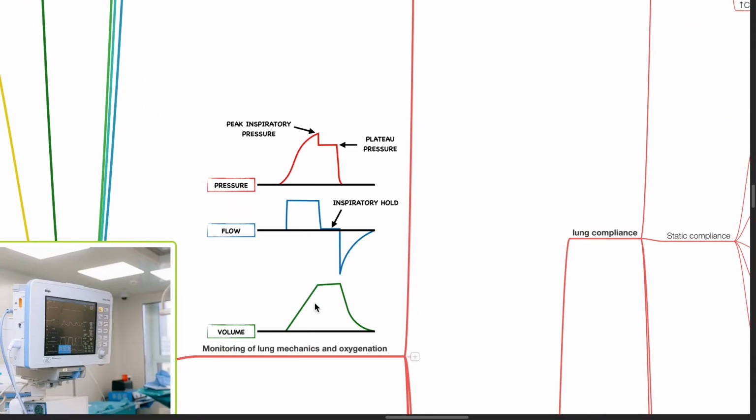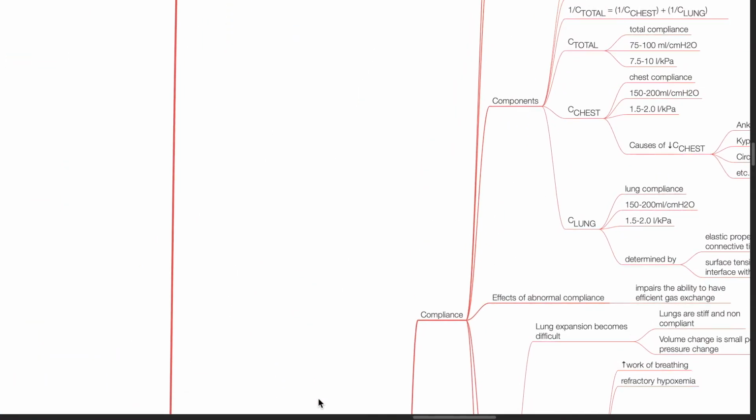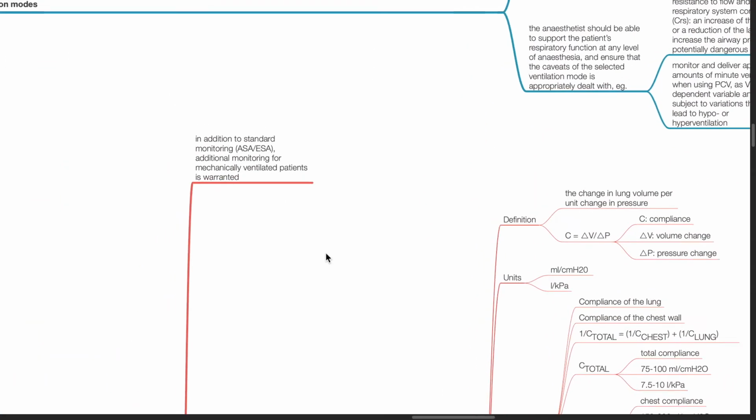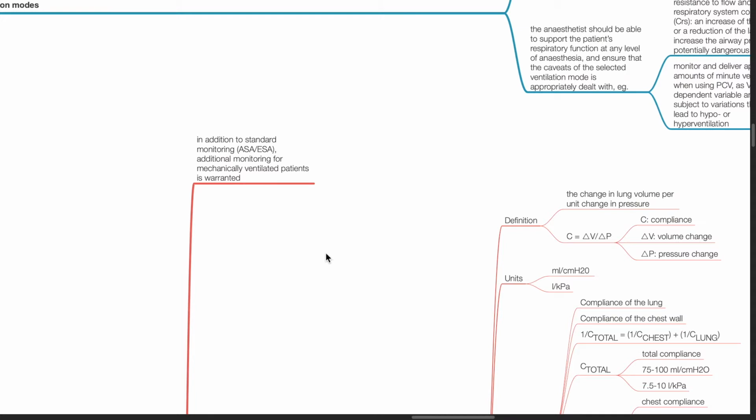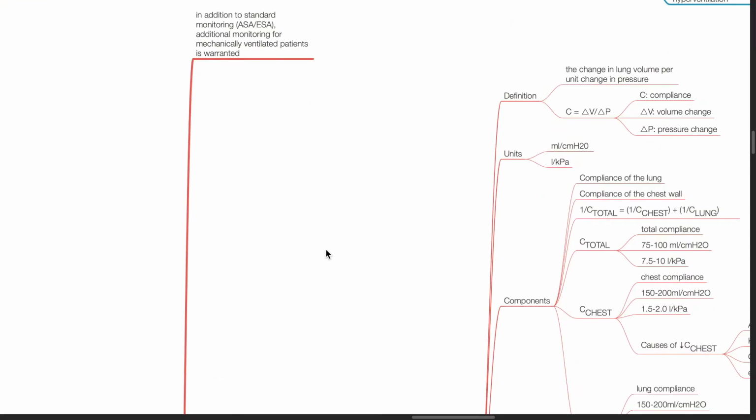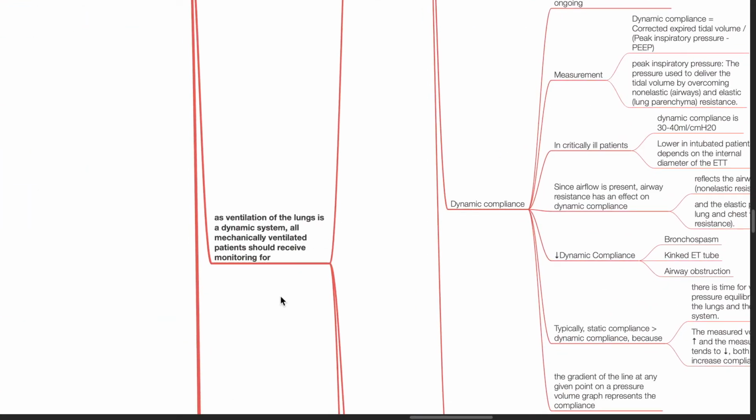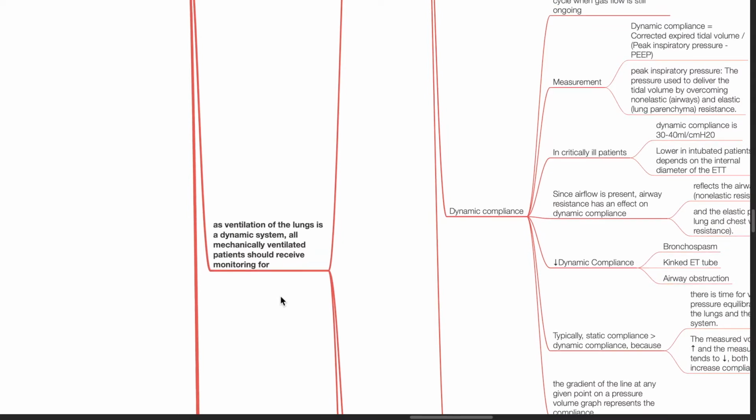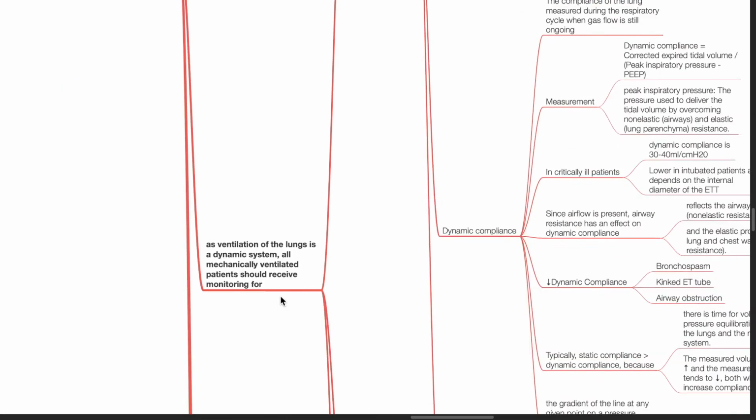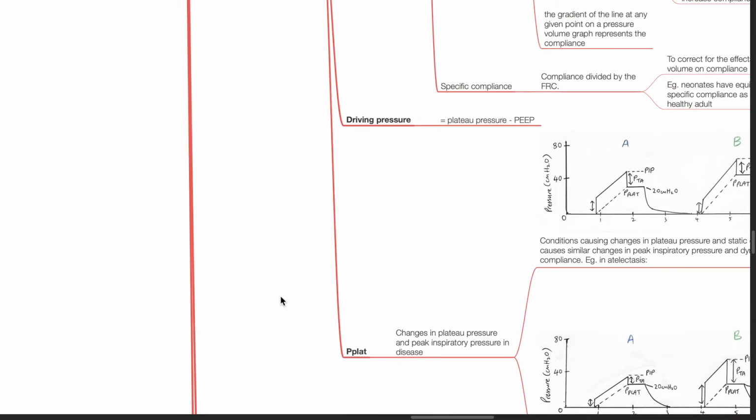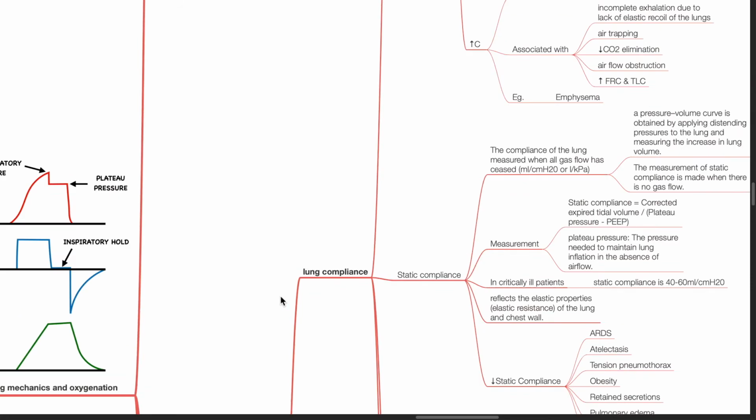Monitoring of lung mechanics and oxygenation. In addition to standard monitoring, additional monitoring for mechanically ventilated patients is warranted. As ventilation of the lungs is a dynamic system, all mechanically ventilated patients should receive monitoring for lung compliance, driving pressure, and P plateau. Lung compliance.